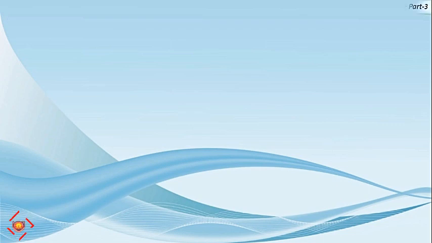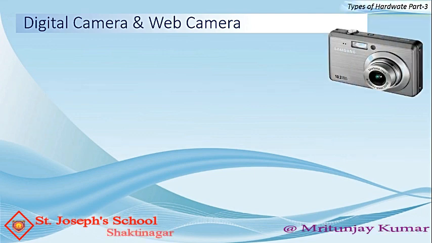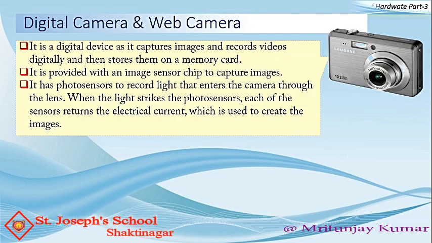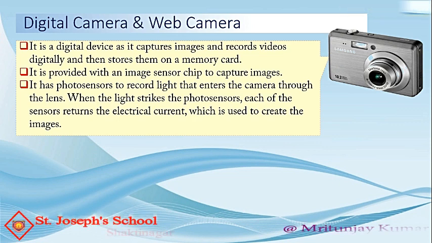We'll see the next. Now we'll see digital camera and webcam. You can see the picture of digital camera. It is a digital device as it captures images and records videos digitally and then stores them on the memory card. It is provided with an image sensor chip to capture the images. It has a photo sensor to record the light that enters the camera through the lens.